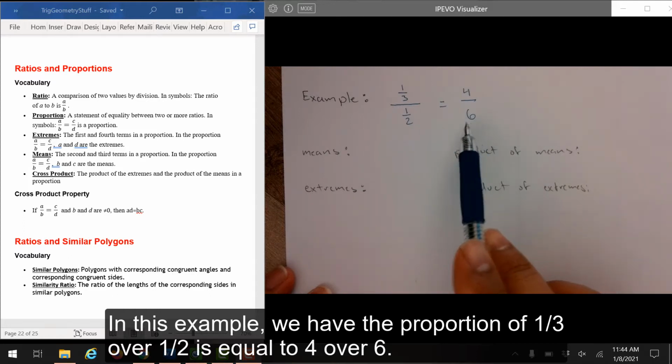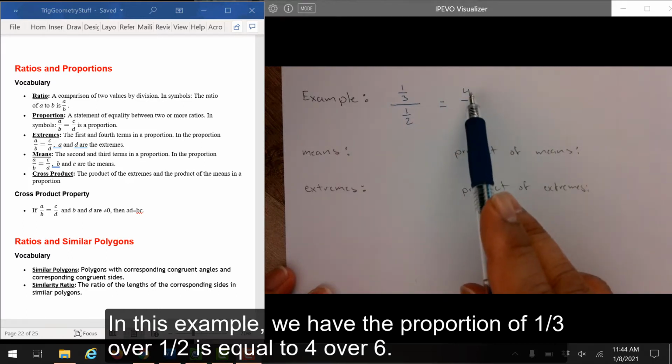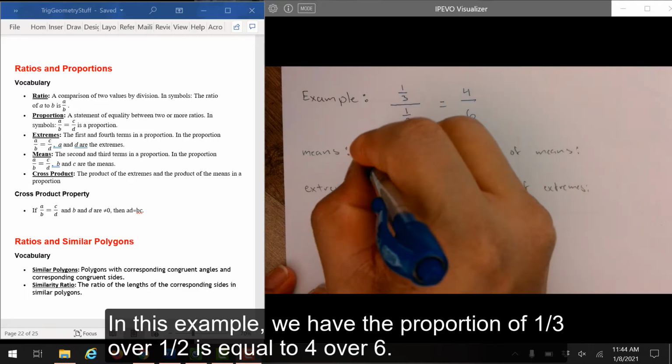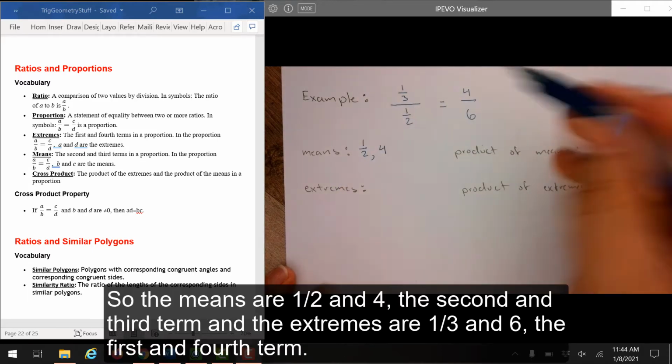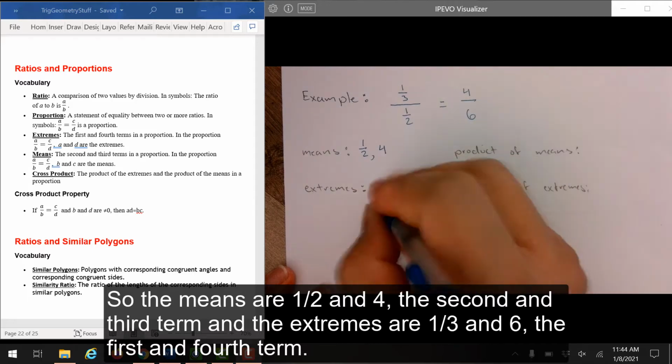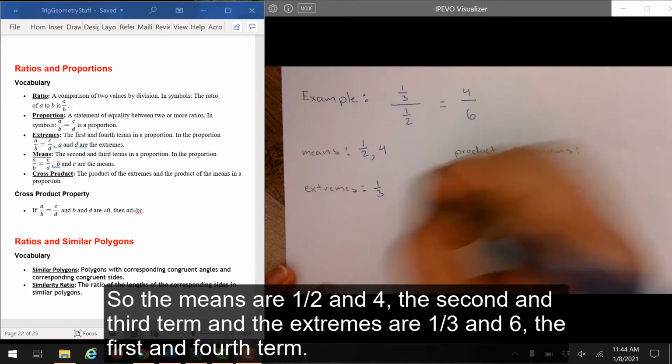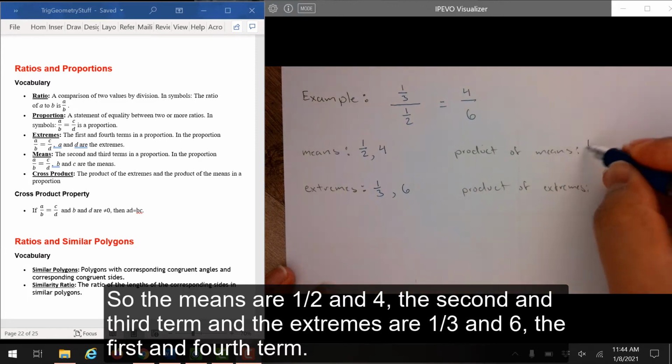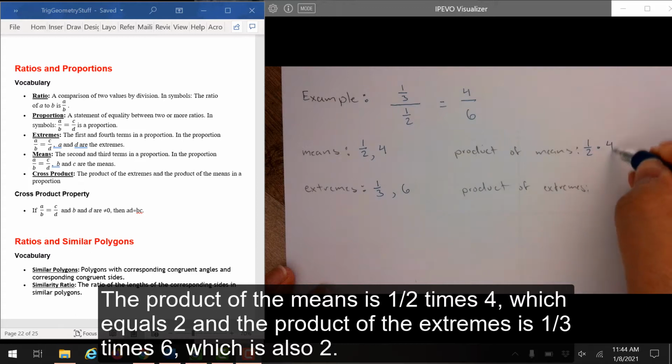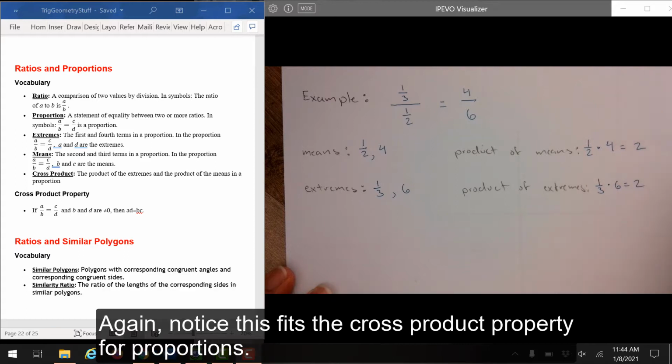In this example, we have the proportion of 1/3 over 1/2 is equal to 4/6. So the means are 1/2 and 4, the second and third term, and the extremes are 1/3 and 6, the first and fourth term. The product of the means is 1/2 times 4, which equals 2, and the product of the extremes is 1/3 times 6, which is also 2. Again, notice this fits the cross product property for proportions.